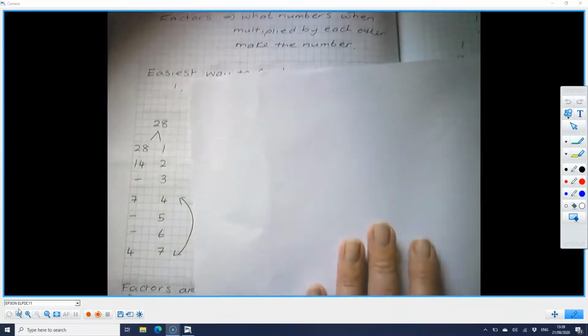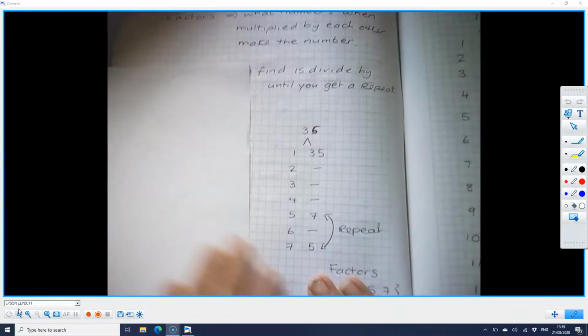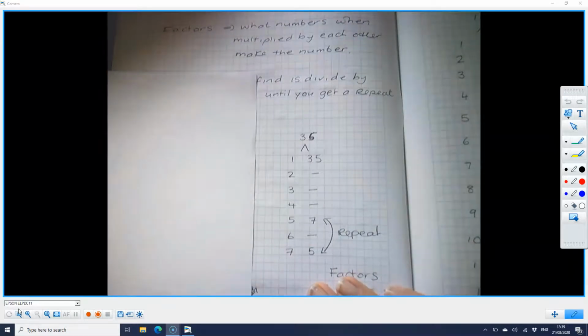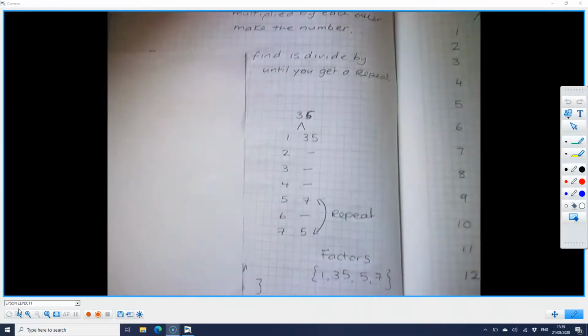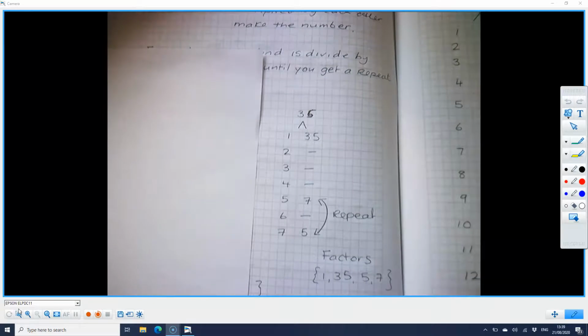If we do another example, say 35, same idea: divide 35 by 1 and you get 35. 2 doesn't work, so dash. 3 doesn't work, so dash. 4 doesn't work, so dash. 5 gives you 7. 6 doesn't work. 7 gives you 5, so you get a repeat. So the factors of 35 would be 1, 35, 5 and 7.